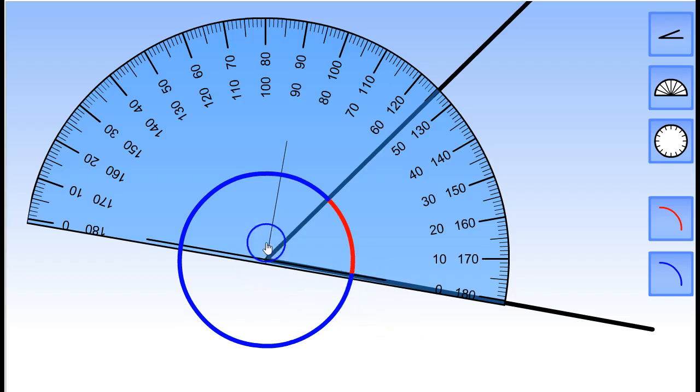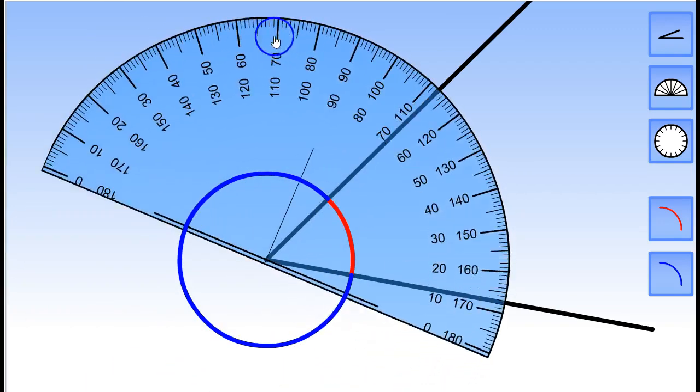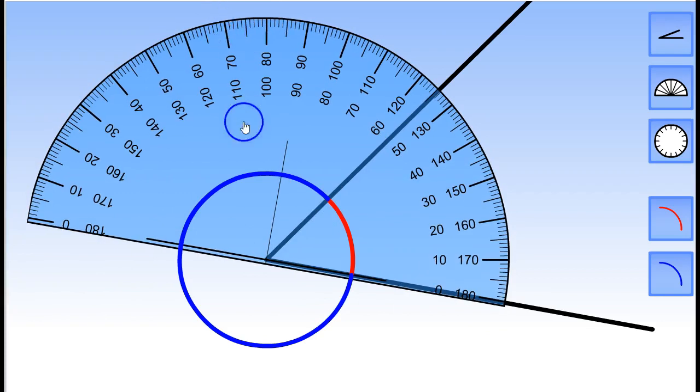And also notice this point here where it's rotating between each time. Let me get that point again. Notice where they meet up. So now we need to know how many degrees it is.